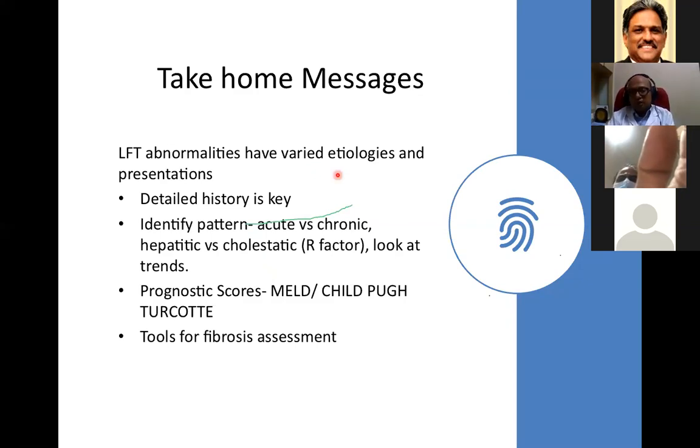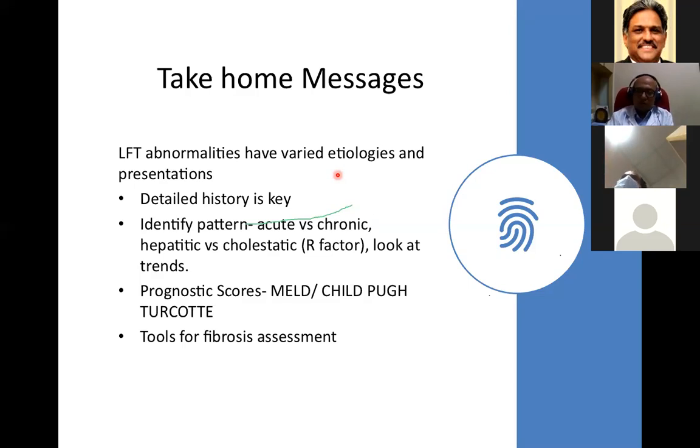The main thing is that during this talk, we spoke about the basics of biochemistry, the basics of the liver function test, and tried to apply it with the history and the clinical picture to the patient to get a diagnosis and direct management. We have to understand that there are multiple causes, and we are discovering more and more etiologies for liver disease.